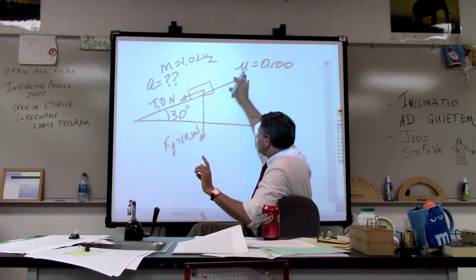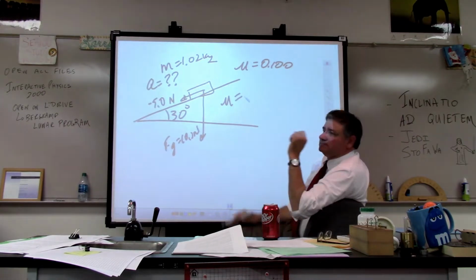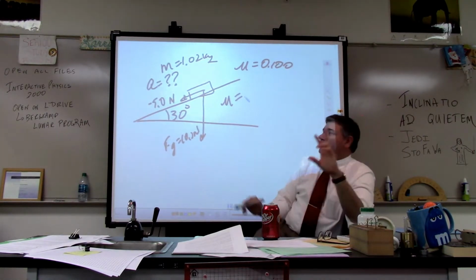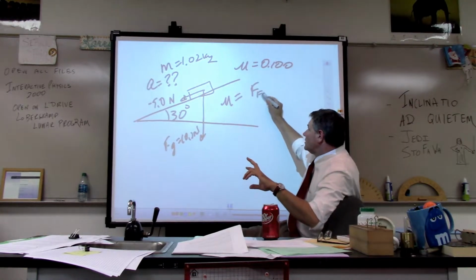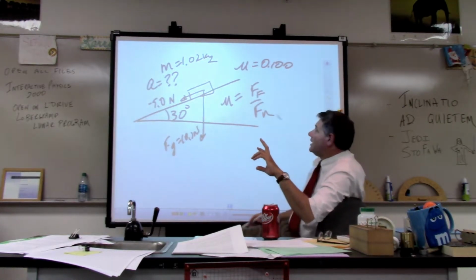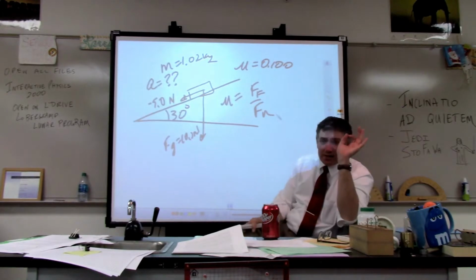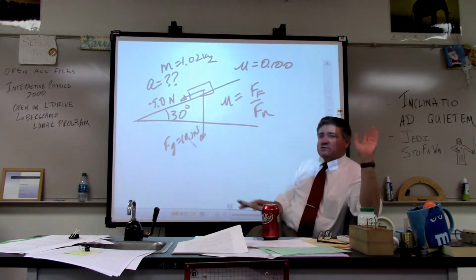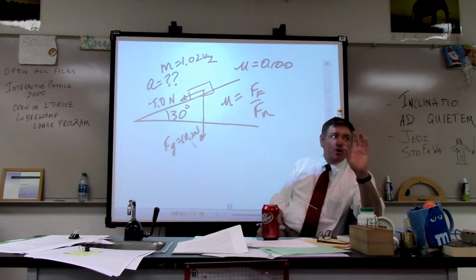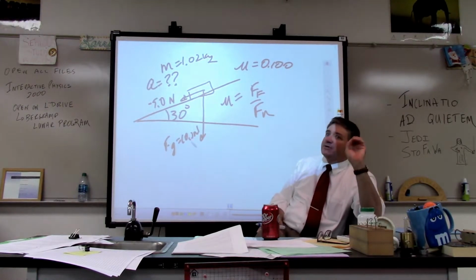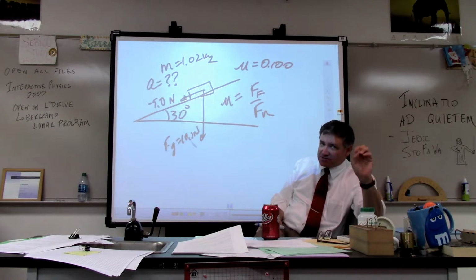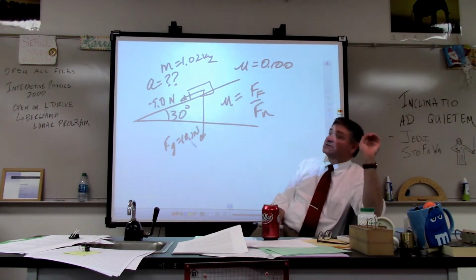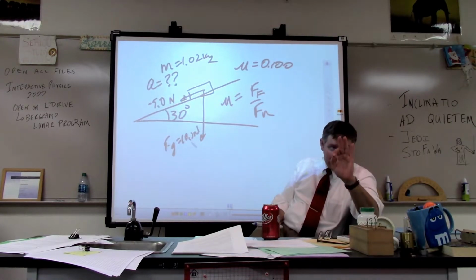So, mu equals what? Besides 0.1, how do you calculate mu? It's the ratio of force friction over force normal. Now, here's what you can't do. You can't sit here and go, oh, my normal force is also 10 newtons. You can't do that because you're not on a flat surface. You have to calculate that normal force by using Fg cosine theta.